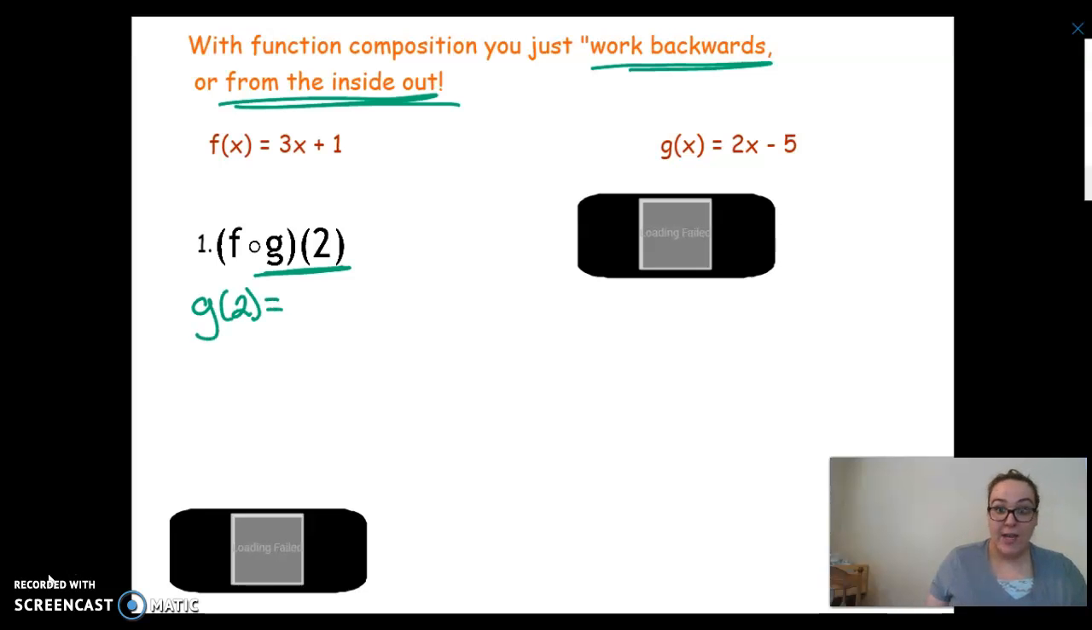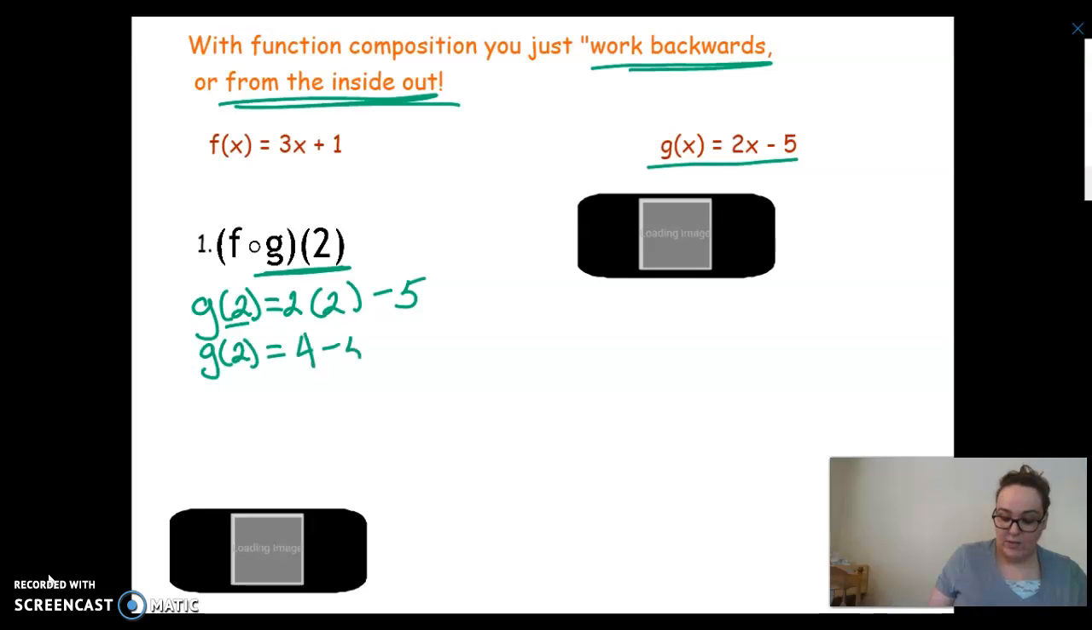So when I start at g of 2, g of 2 means I'm using my g of x function, 2 times x minus 5. And what am I putting in for x? Well, I'm putting in the 2, and I'm going to evaluate that. g of 2 is 4 minus 5. So g of 2 is negative 1. Okay? Now this next part, I did the inside, the g of 2.